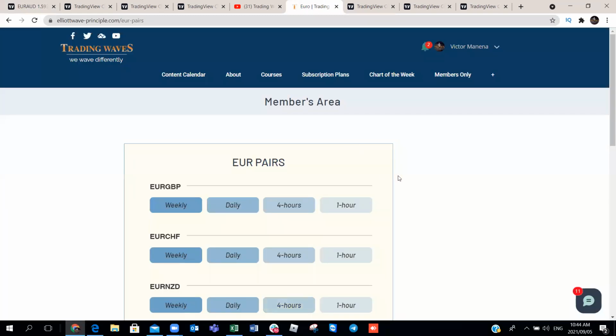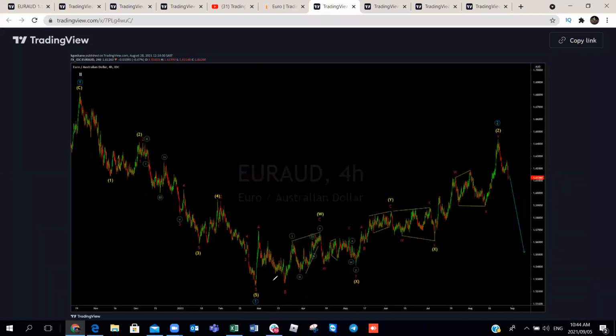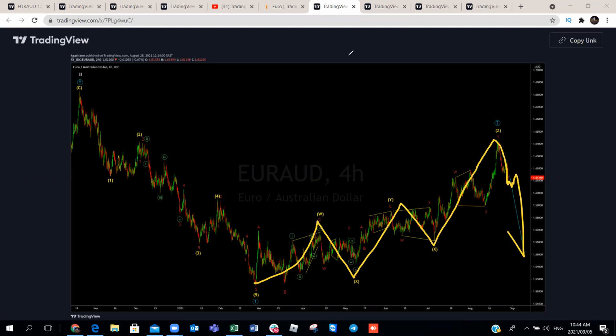Just to show you the structure on EURAUD, this is the structure on the 4-hour. We have completed this W, X, Y, X, and the Z. Now we're looking for this one to continue to the downside. Very clear structures on the EUR pairs.